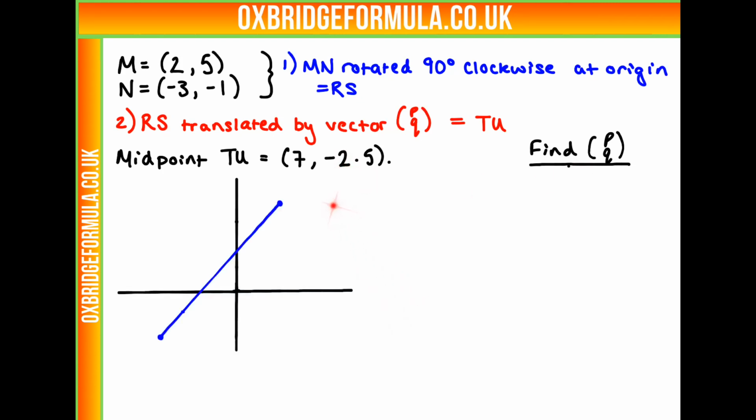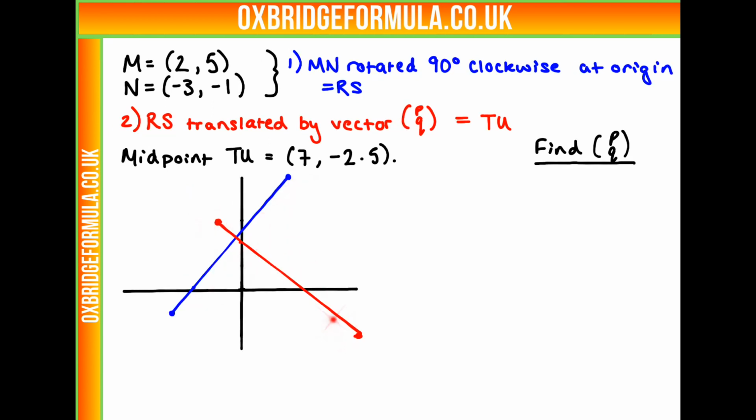Here's a little diagram of what our MN is going to look like on some axes, and we can have a go at first rotating it. That's our first move, so it's going to go 90 degrees clockwise. It's going to look something like this. Here I've drawn the two lines together. Our blue one is our MN and our red one is our RS line.